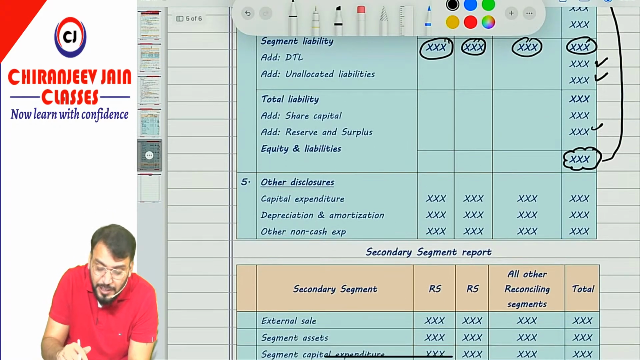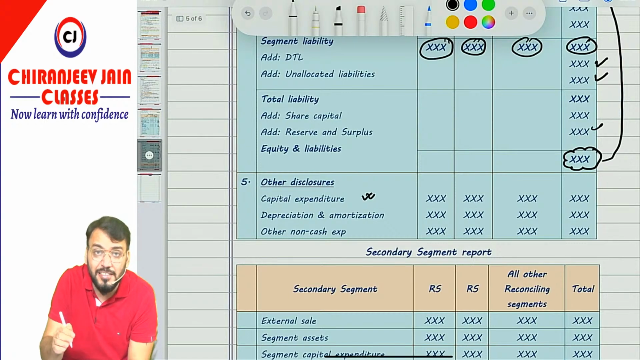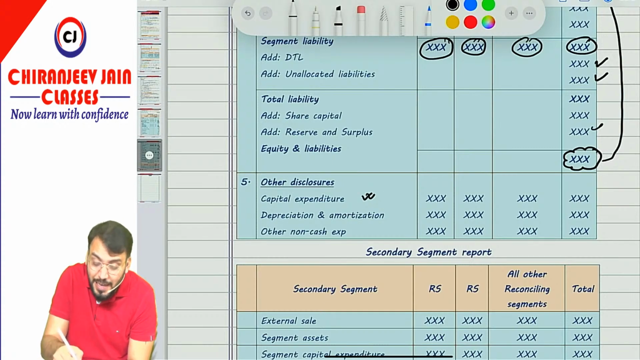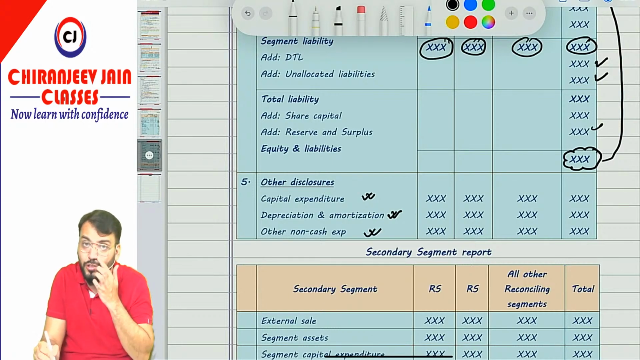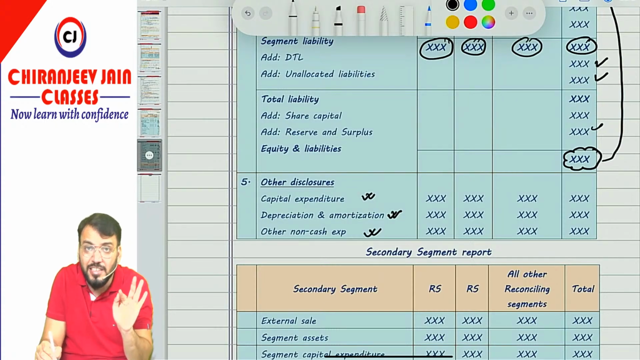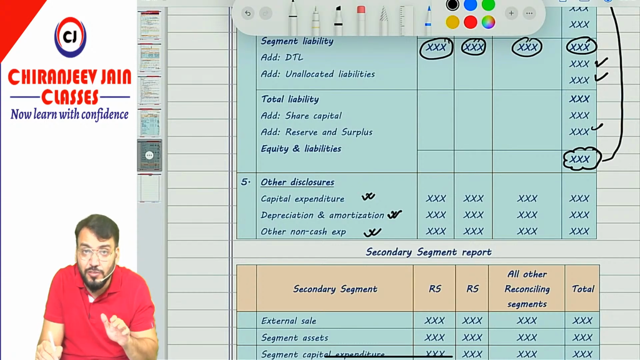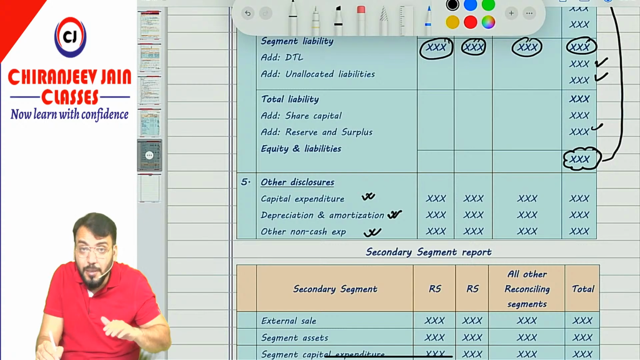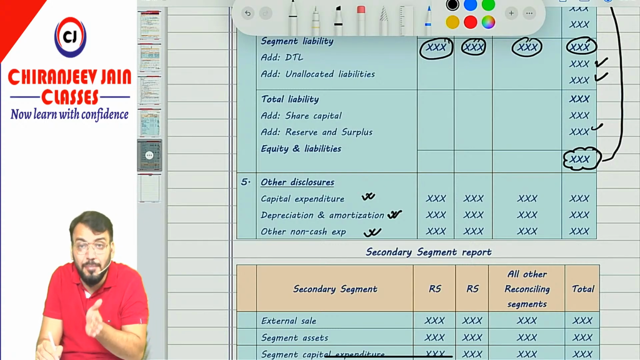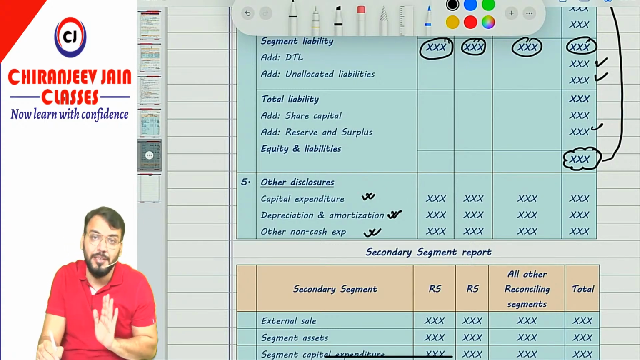First is capital expenditure during the year, meaning any segment asset which is acquired during the year. For example, any PPE acquired, intangible asset acquired. Any depreciation and amortization expense for that particular segment needs to be disclosed, and any other non-cash expense needs to be disclosed. So three more information: capital expenditure, depreciation and amortization expenses, and other non-cash expenses require disclosure. So this becomes seven information which is supposed to be disclosed for the primary reportable segment.